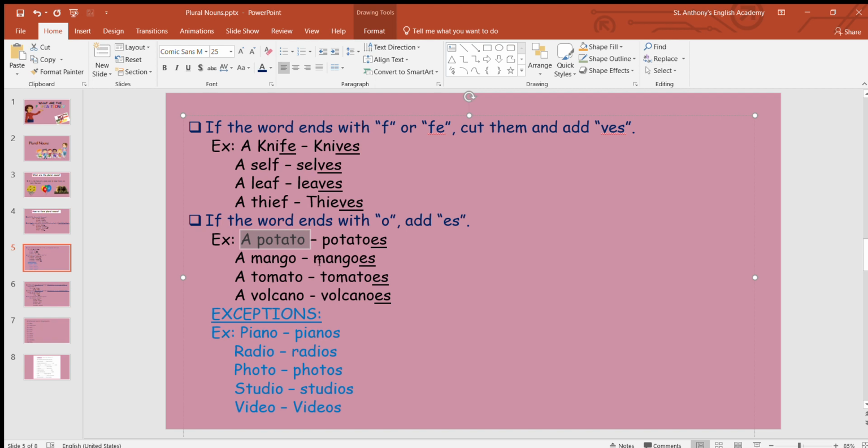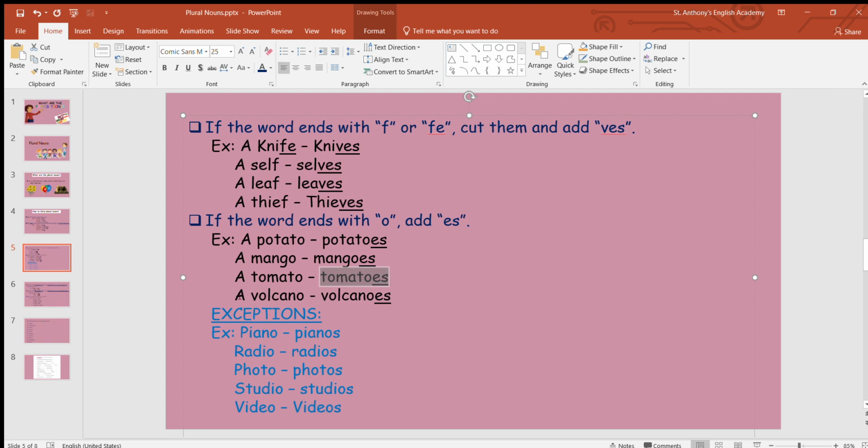A mango. What happens? It ends with the letter O. Then you need to add what? ES. Then it becomes mangoes. Right? Next example, it is a tomato. Now what happens? It ends with the letter O. Then you need to add ES. So it becomes tomatoes. Right?